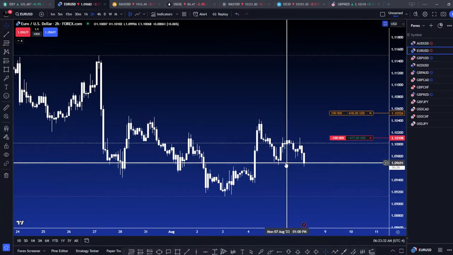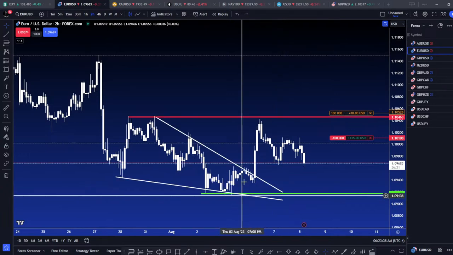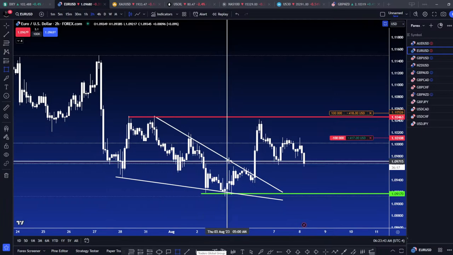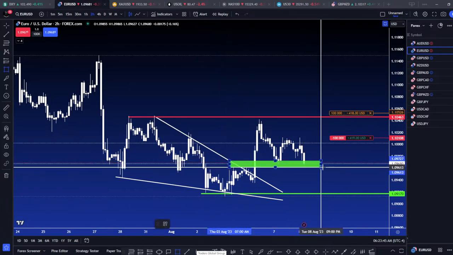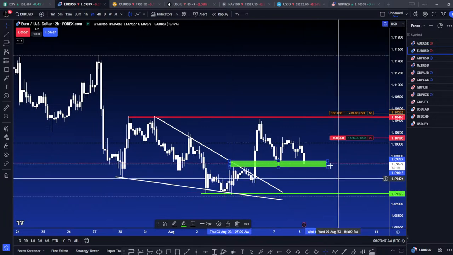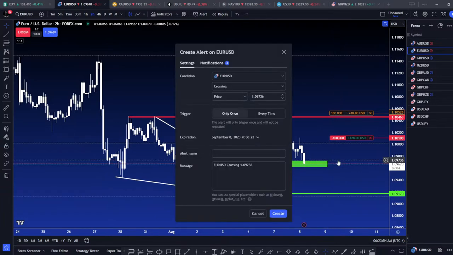So, again, back here, I can see that we have another little area that is now potentially going to be respected as support on the Euro. So again, I'll place some alerts and we'll see. Okay, let's go, rising.